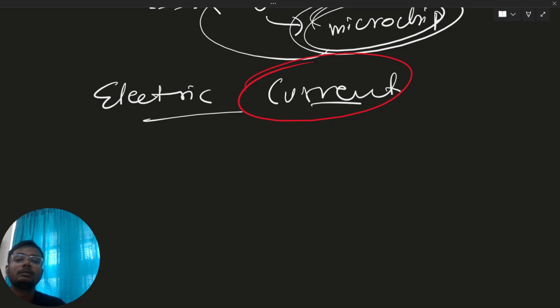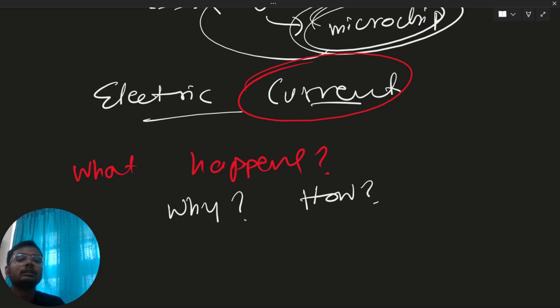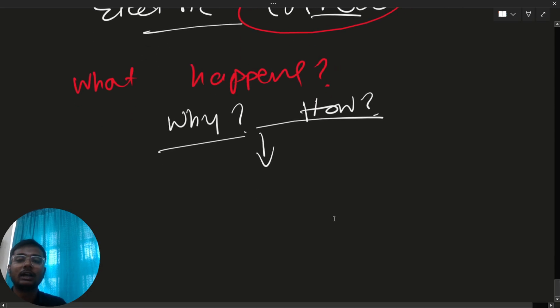What happens when we switch on a bulb? The bulb glows, right? Well, it may not glow every time, but yes, when we switch on a bulb, it glows. Now, how does it glow and why does it glow? Both questions we will try to understand, how this is happening.